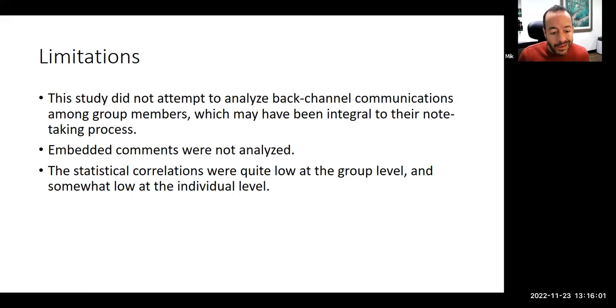Embedded comments were not analyzed because there were very few of them. And then, overall statistical correlations were quite low at the group level, and they were somewhat low at the individual level. There's a reason for this. At the group level, there wasn't a lot of variation in how many words groups tended to write. They tended to produce very similar looking documents. There wasn't as much variation, and that causes correlations to be a little bit smaller.